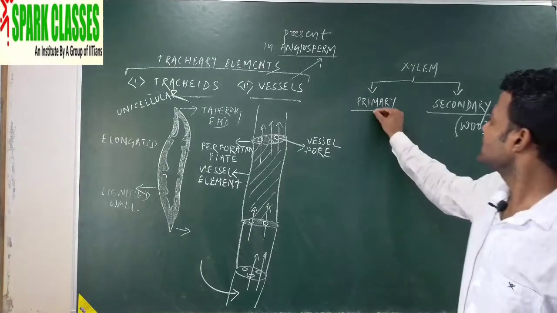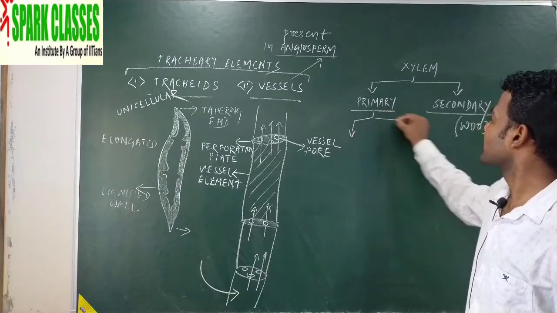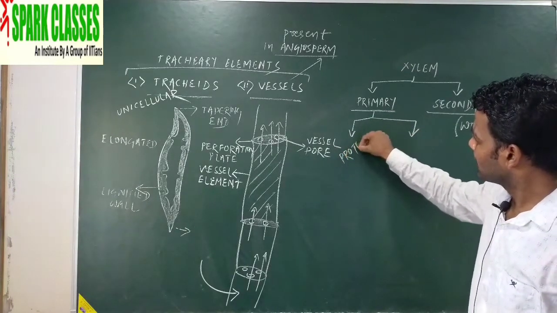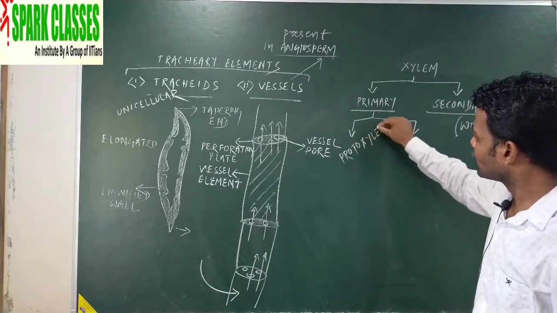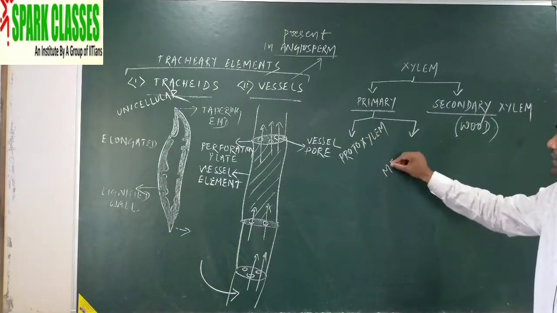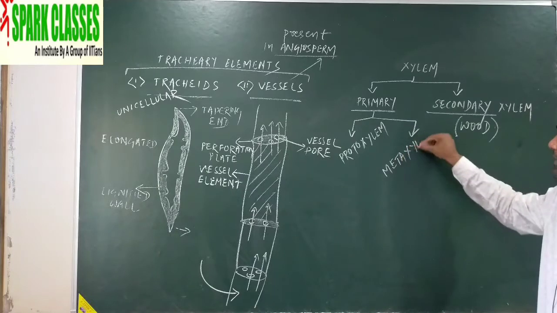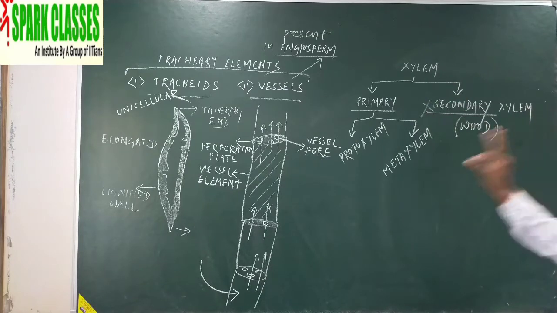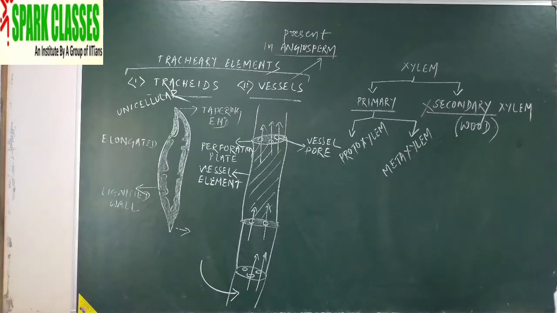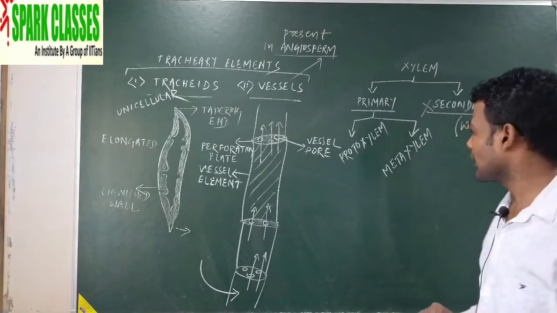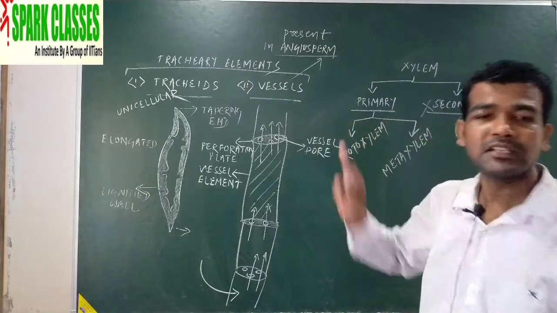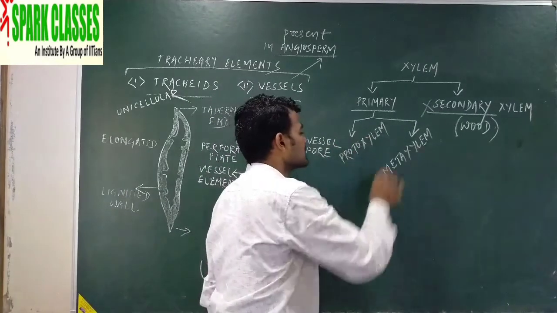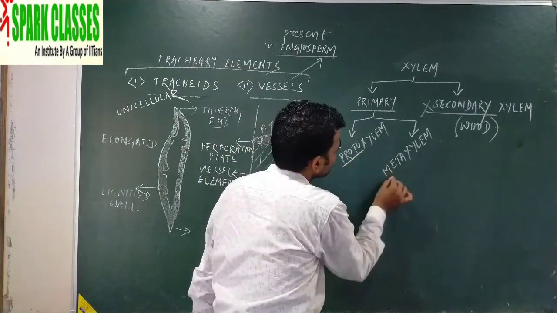But the primary xylem is again of two types. One is called protoxylem, and another is called metaxylem. So we are not discussing secondary xylem now, but those xylem which are produced early in plant life, so primary xylem is of two types. What are the primary xylem? One is protoxylem, another is metaxylem. What is the difference between proto and meta?